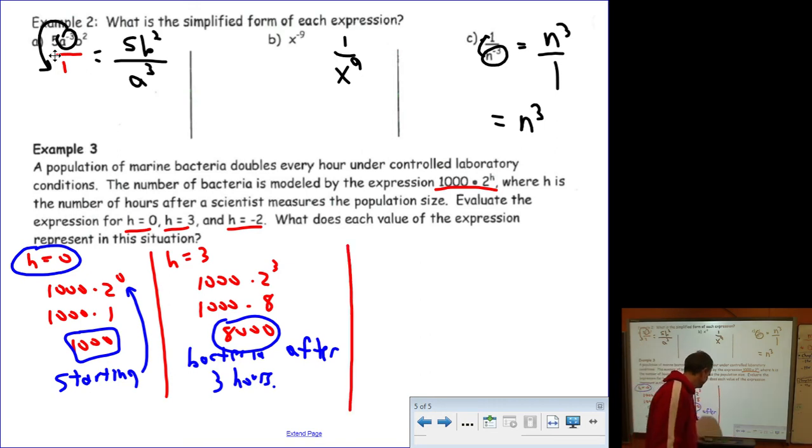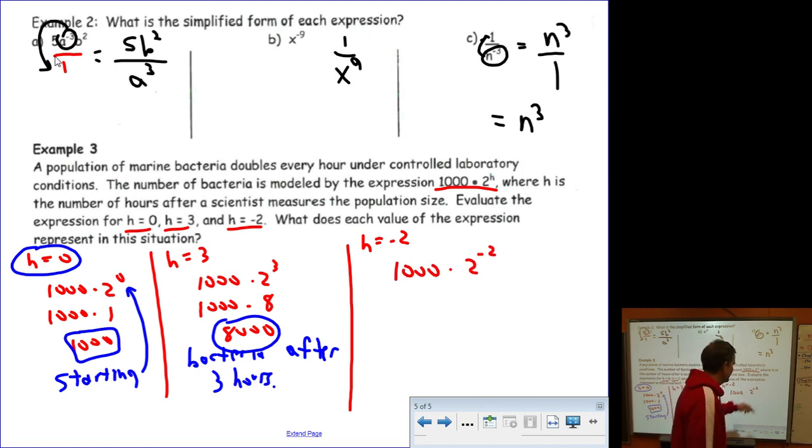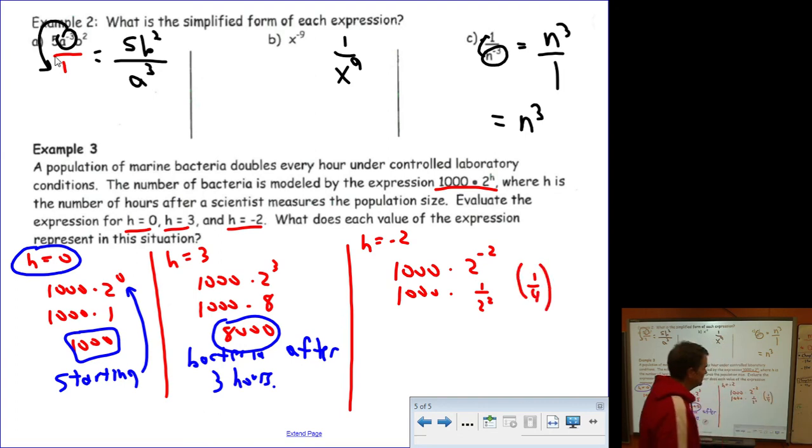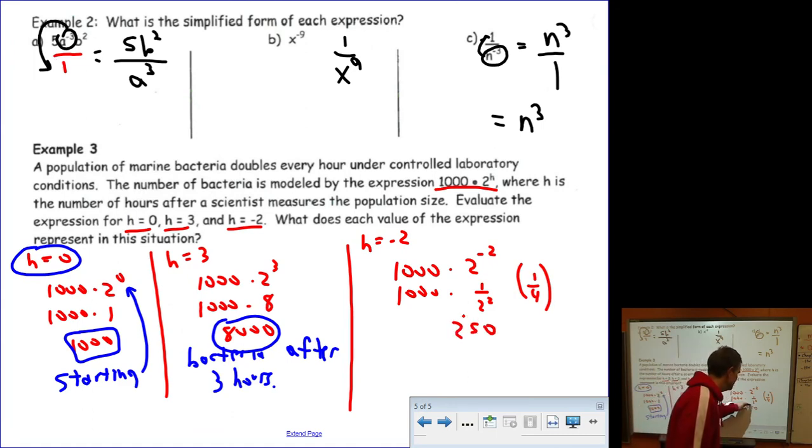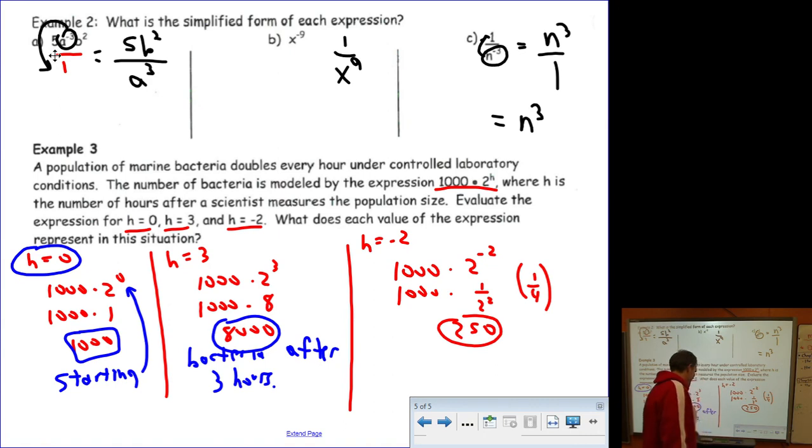How about this? The last one is the most interesting. It's when h equals negative 2. So that would be 1,000 times 2 to the negative 2nd. Well, 2 to the negative 2nd is 1 over 2 to the 2nd, or 1 over 4. So this is 1,000 times 1/4. And 1,000 times 1/4 is 250. And what this means in this case is I had 250 bacteria.